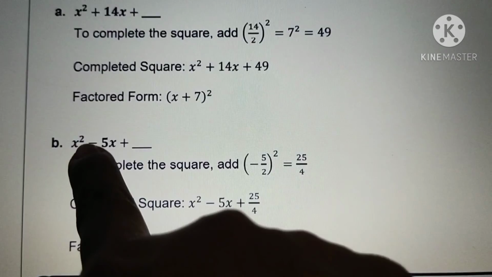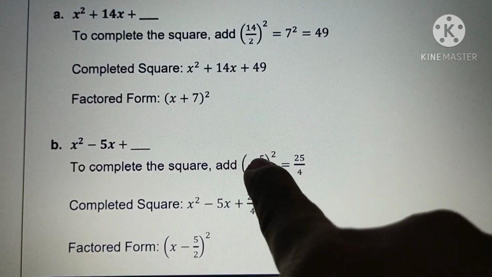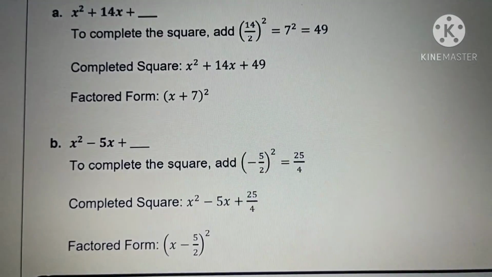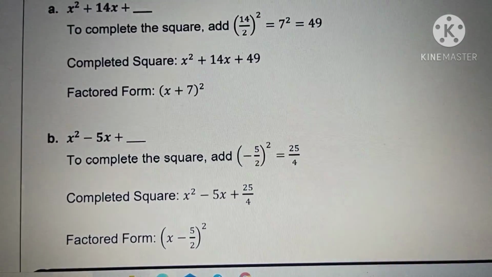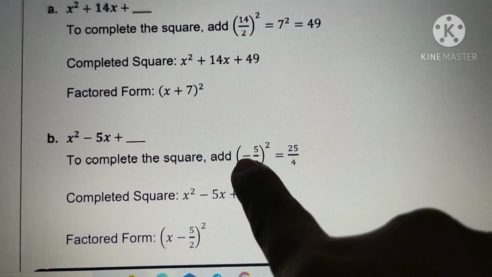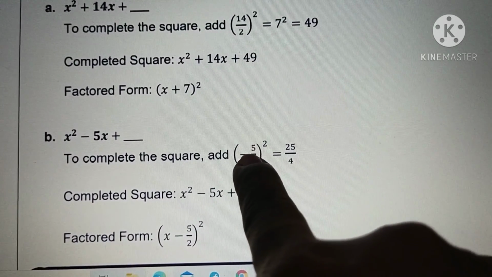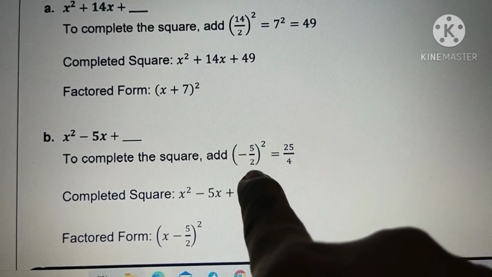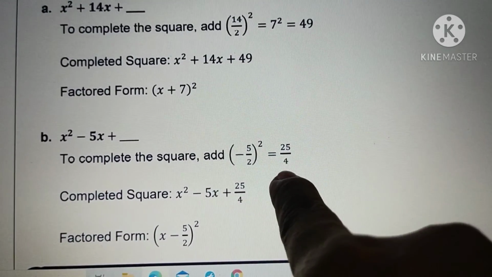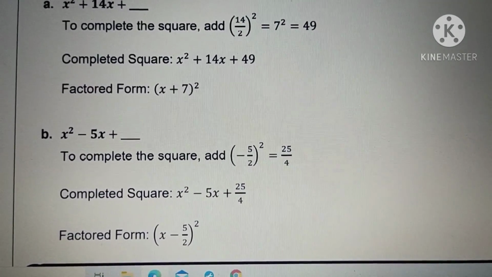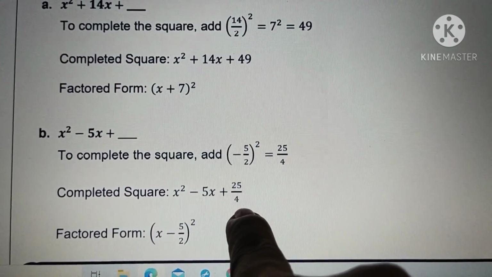Next one, we have here, ito. What is our b? Our b is negative 5. Negative 5, divide natin by 2. Then, square. So, squaring that one, since we cannot divide that one, so square natin. So, negative 5 over 2 times negative 5 over 2. So, negative 5 times negative 5 is 25. 2 times 2 is 4. Yun. So, ang i-add natin both sides, sa last, is 25 over 4.